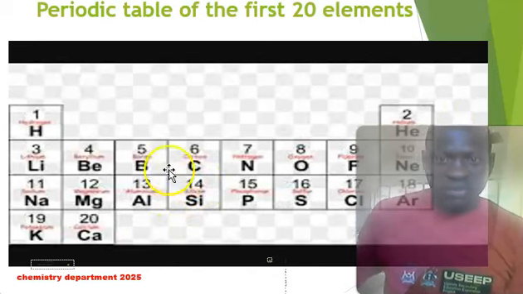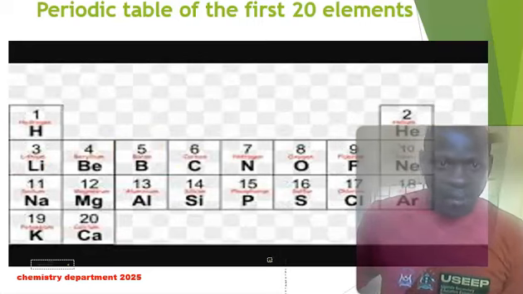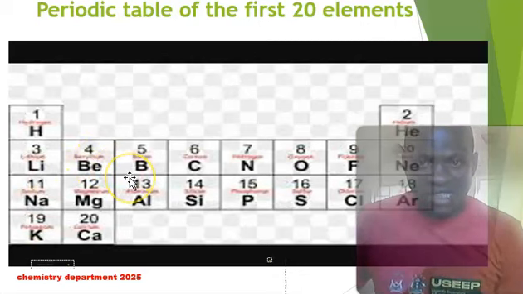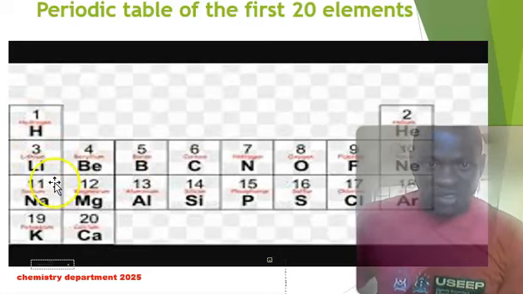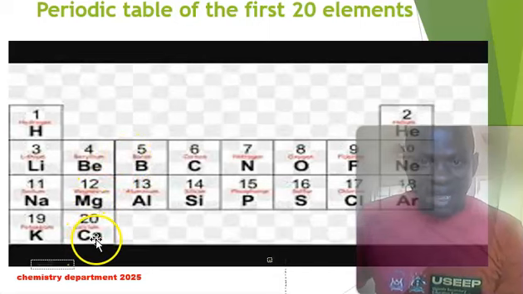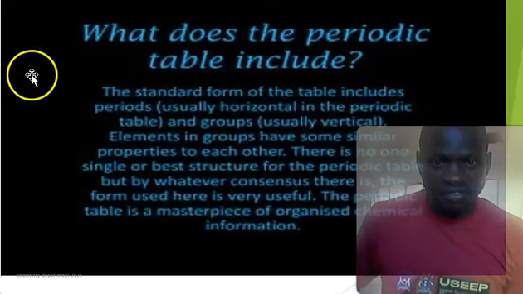Yeah, so now we come to a periodic table of the first 20 elements. At our O level, we mainly deal with the first 20 elements, and here we have them with their symbols and names and atomic numbers from number 1 to 20. Hydrogen number 1, helium number 2, lithium 3, like that, up to 20, because I know by now you know the symbols of those elements.